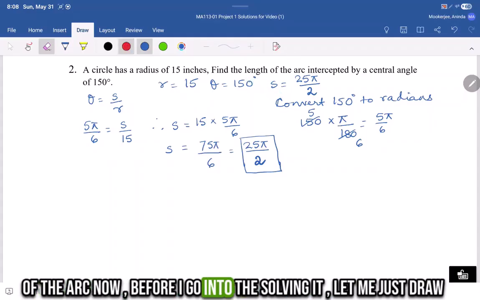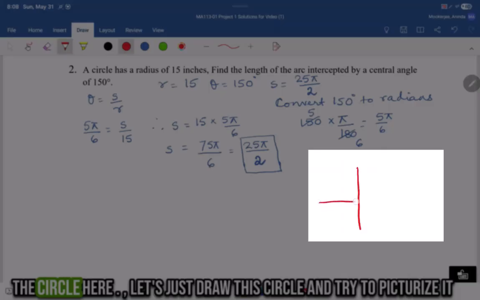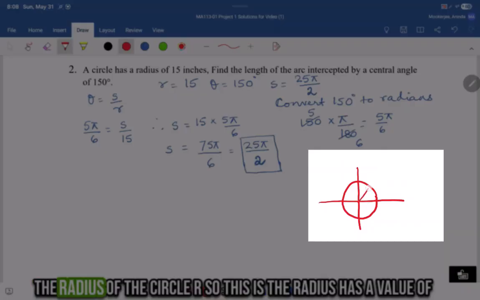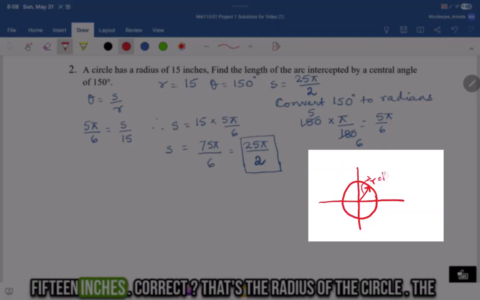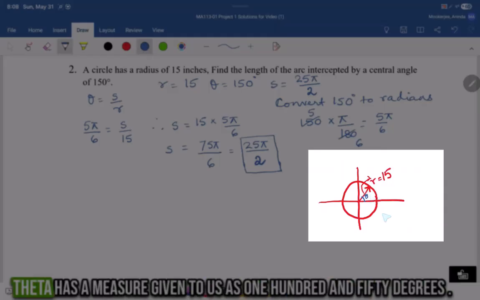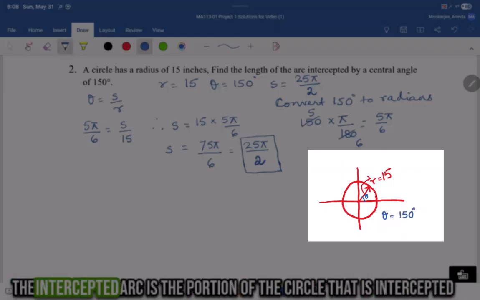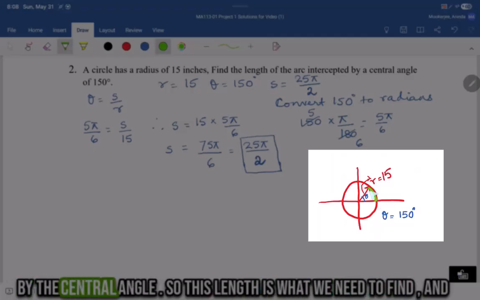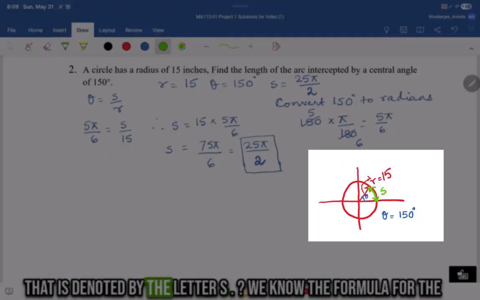Now, before I go into solving it, let me just draw the circle here. Let's just draw this circle and try to picturize it. The radius of the circle, R, so this is the radius, has a value of 15 inches. Correct? That's the radius of the circle. The central angle is this angle here. We'll call that theta, and theta has a measure given to us as 150 degrees. The intercepted arc is the portion of the circle that is intercepted by the central angle. So this length is what we need to find, and that is denoted by the letter S.